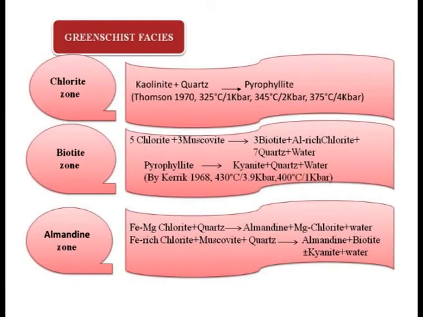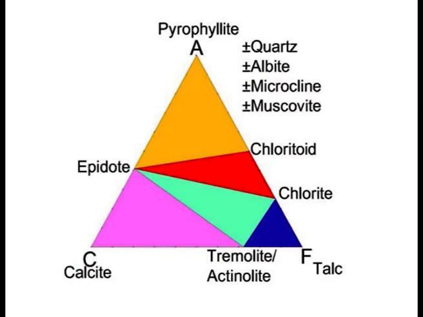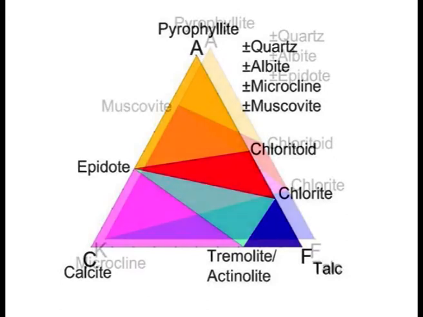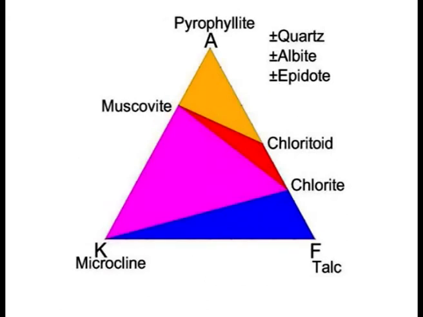This reaction was carried out by Thompson at 325 degrees centigrade 1 kilobar, 345 degrees centigrade 2 kilobar, 375 degrees centigrade 4 kilobar. The greenschist facies are characterized by the abundance of green color minerals, for example chlorite, epidote, actinolite. Chloritoid occurs in pelitic schist that are richer in FeO and Al2O3 and poorer in K2O. Other diagnostic minerals are mica, muscovite and biotite, microcline, pyrophyllite, kyanite and garnet.